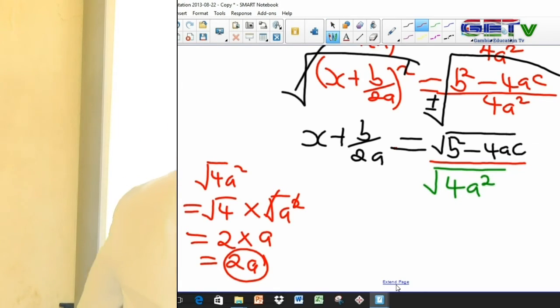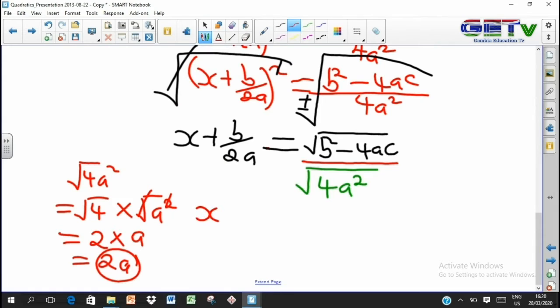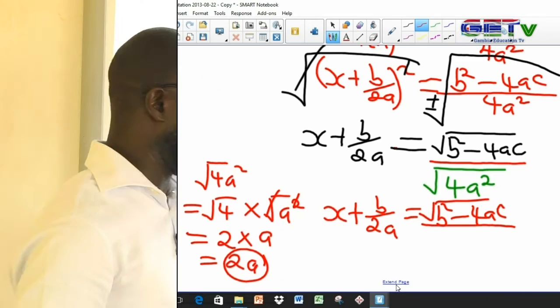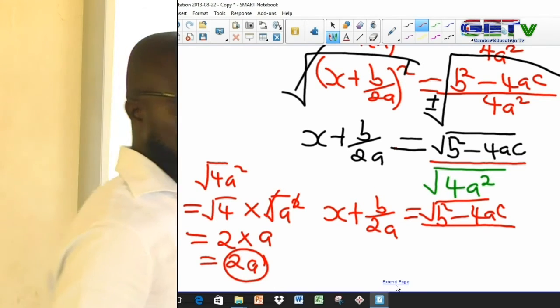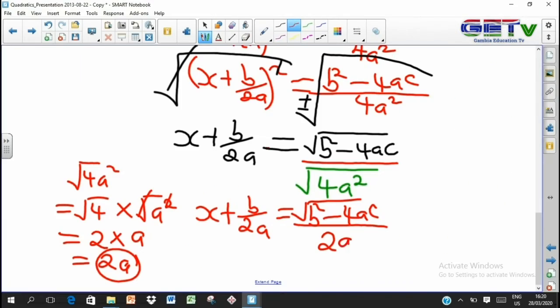And that will give x plus b over 2a equals to the square root of b square minus 4ac all over. We are not going to put the square root of 4a square anymore. Instead, we write only what? 2a, since we all know how the 2a come about. But don't forget to put the sign. It's going to be plus or minus. Very, very important.